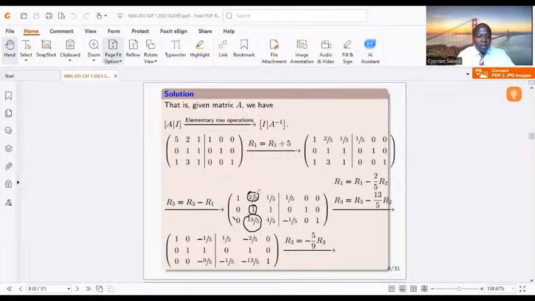How do I achieve a 0 in this position? I need a 0 in row 1. So I would take the current row 1 minus 2 out of 5 of row 2. And that's what I wrote here as my row operation that I'm supposed to carry out. I also want a 0 in row 3. So I take the current row 3 minus 13 out of 5 of row 2. That's what I wrote here as the operation I would be carrying out.